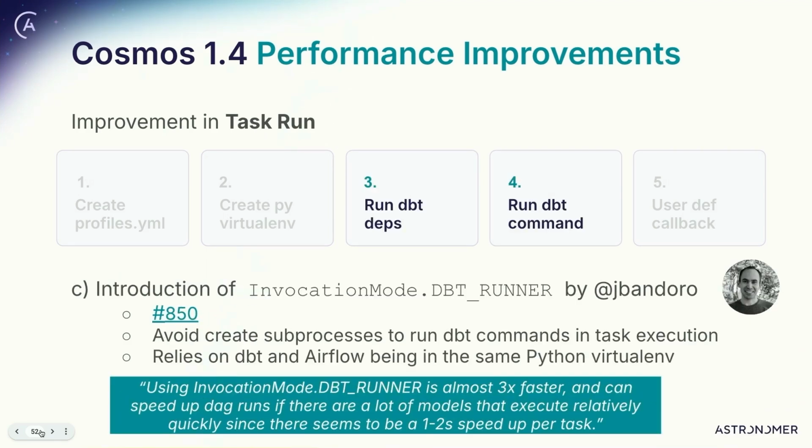Then Justin Bandoru introduced the dbt runner, if you have things in the same virtual env. This not only made things much faster, for some DAGs it improves by 3 times the speed to run dbt commands, but this also helped save a lot of CPU because we were not having to create a sub-process to execute the dbt command, we're just using dbt as a library. Again, this is not for everyone because many people face lots of conflicts when having Airflow and dbt, but if you're not one of those, you can leverage this.